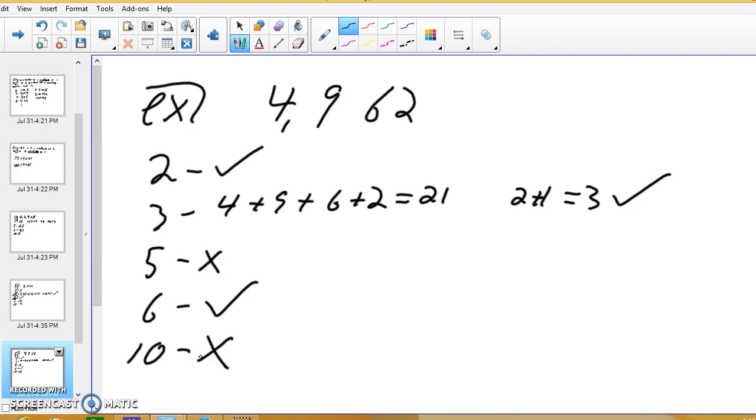So if you came up with 4,962 is divisible by 2, 3, and 6, nice work.